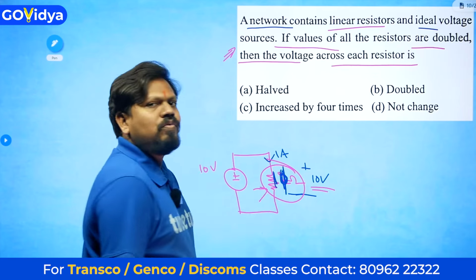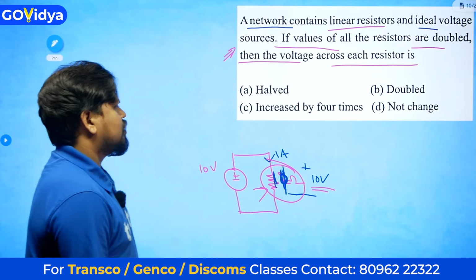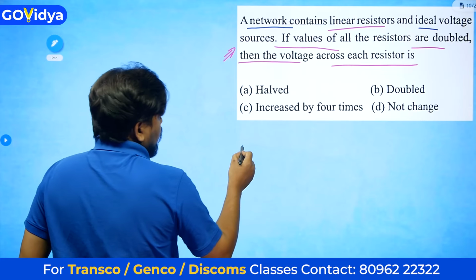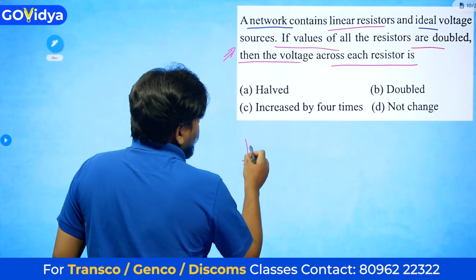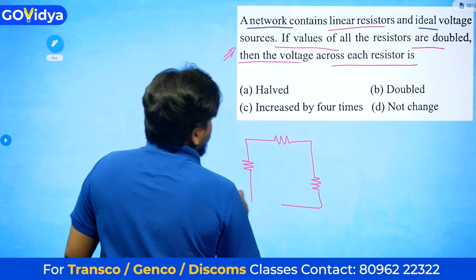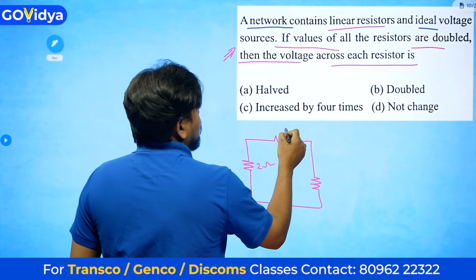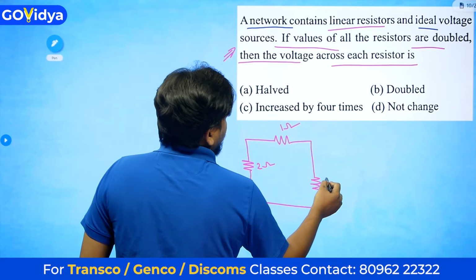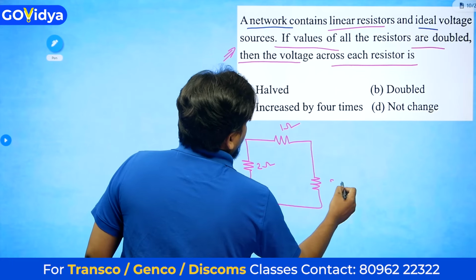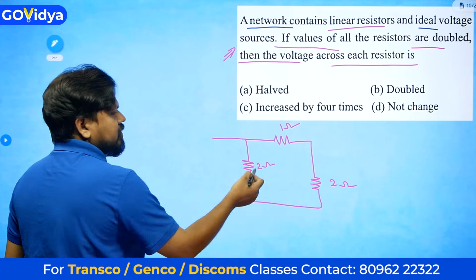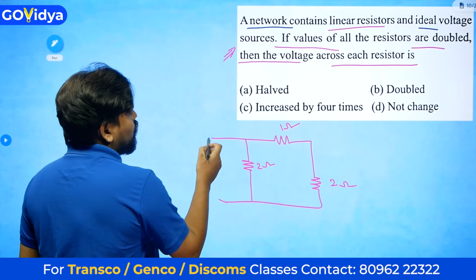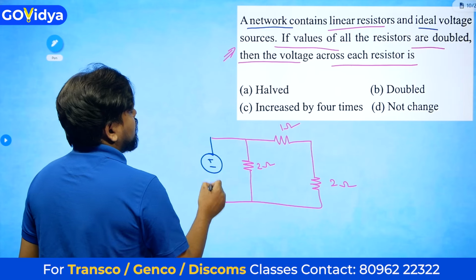So here we have taken only one resistor for easy analysis. If you want, we will take more. So why take only one circuit? Let's take one and another one, like this. So this is 2 ohms, this is 1 ohm, this is 3 ohms, and this also we will take as 2 ohms. That means these two are connected in series and this is connected in parallel to this. I am taking only one voltage source, which is of 6 volt.